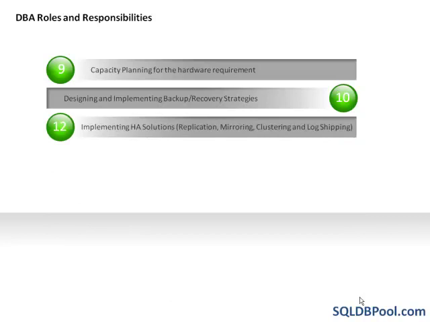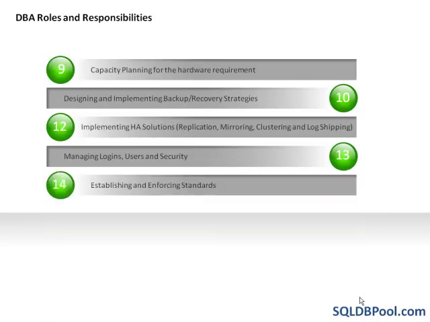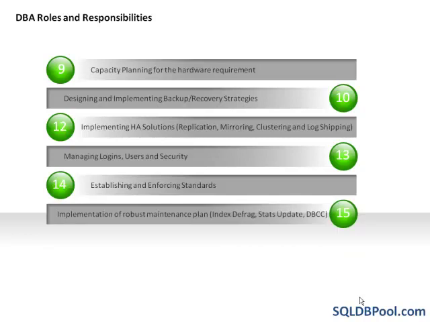Implementing HA solutions. As a DBA, we have to make the databases always protected and available. For that, we have to use one of these techniques: replication, mirroring, clustering, and log shipping. Managing logins, users, and security. The DBA's next responsibility is establishing and enforcing standards. To improve SQL Server performance, we have to implement the maintenance plan. We have to do index defragmentation, statistics update, and we have to execute DBCC commands.